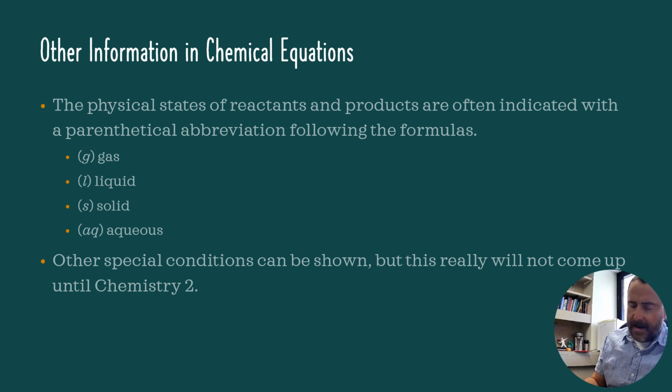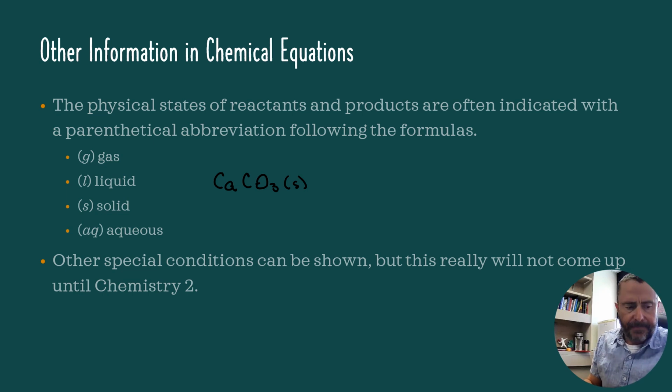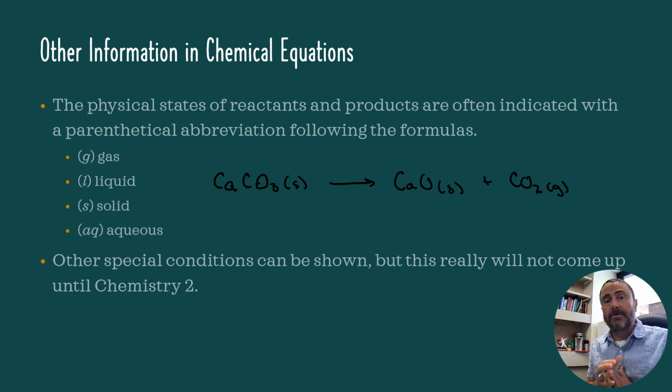So we might have something like, say, calcium carbonate, and we might need to include that that's a solid, right? We put that in parentheses after whatever it is. And then we might need to include that we have calcium oxide as a solid, and it produced also carbon dioxide, which is a gas. Those physical states of the matter are very important, and so they'll usually be in our balanced chemical equations as well. All right, so gases, liquids, solids, and aqueous species.